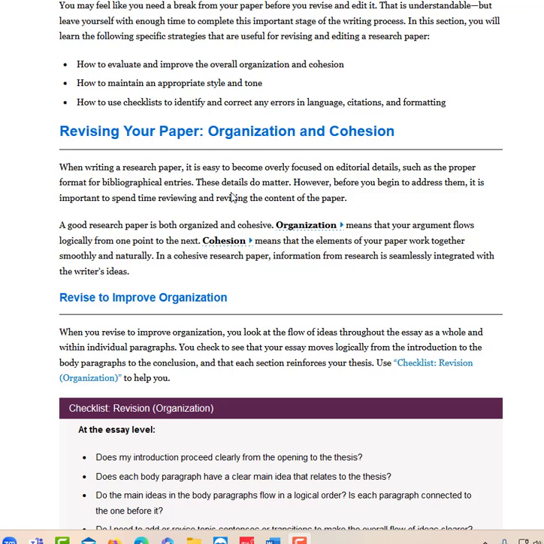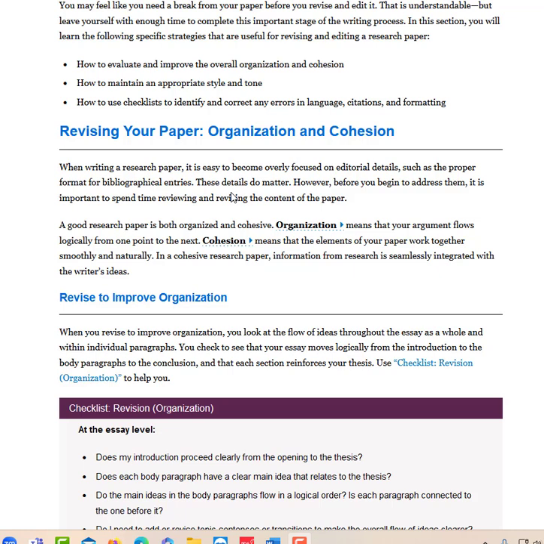When writing a research paper, it is easy to become overly focused on editorial details, such as the proper format for your bibliography. These details do matter. However, before you begin to address them, it is important to spend time reviewing and revising the content of the paper. A good research paper is both organized and cohesive. Organization means that your argument flows logically from one point to the next. Cohesion means that elements of your paper work together smoothly and naturally. In a cohesive research paper, information from research is seamlessly integrated with the writer's ideas.